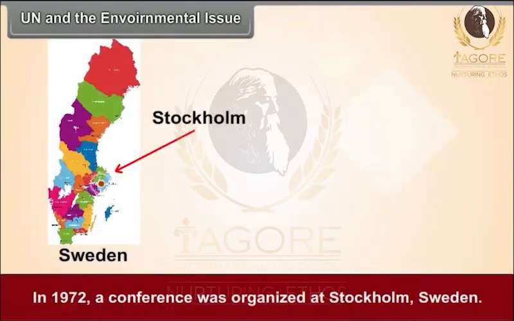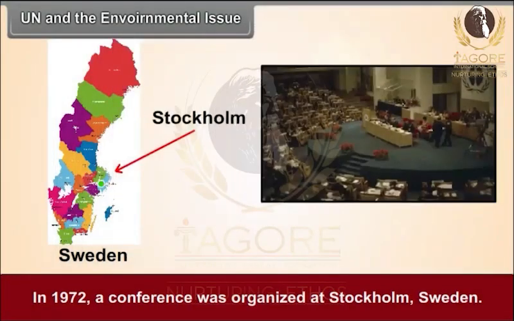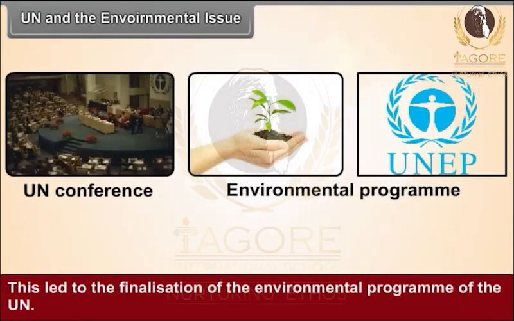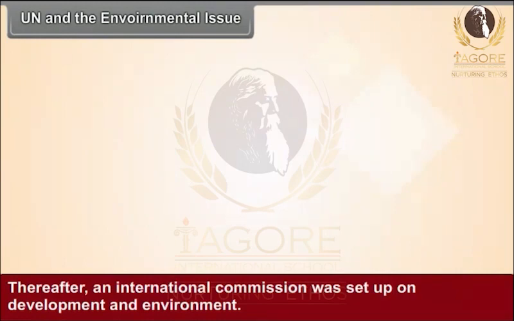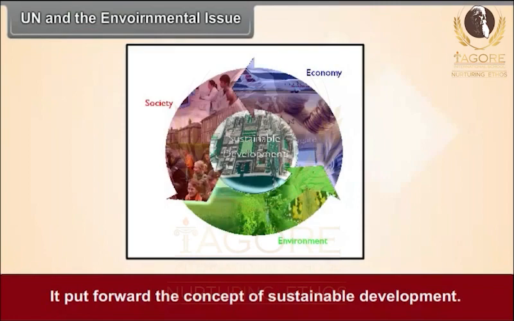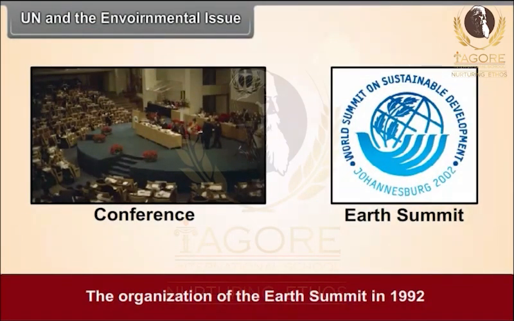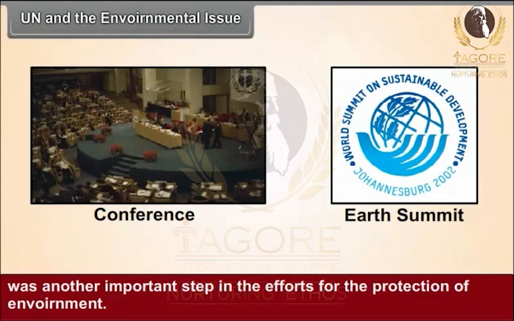In 1972, a conference was organized at Stockholm, Sweden. This led to the finalization of the environmental program of the UN. Thereafter, an international commission was set up on development and environment. It put forward the concept of sustainable development. The organization of the Earth Summit in 1992 was another important step in the efforts for the protection of environment.